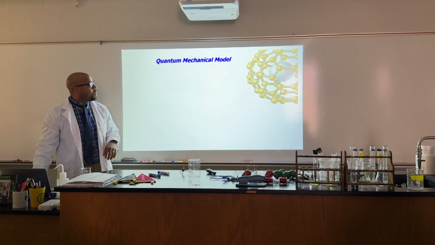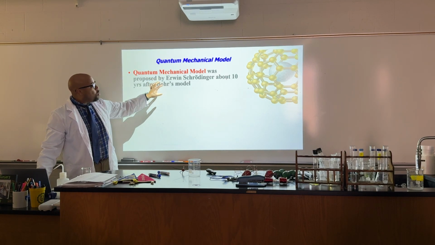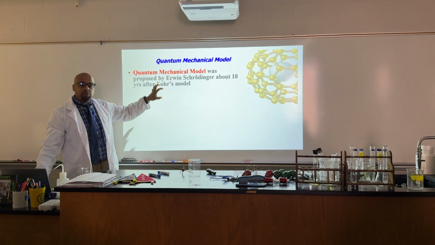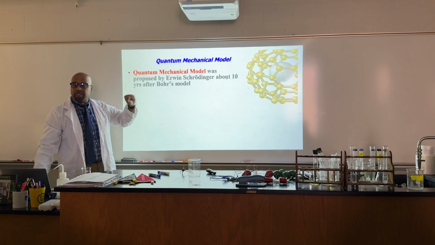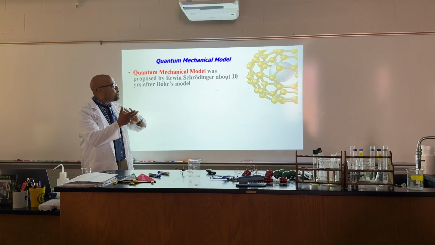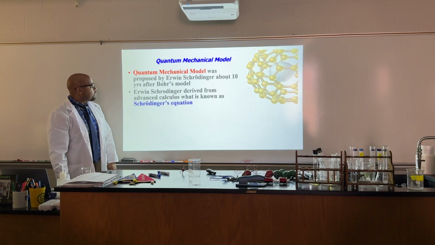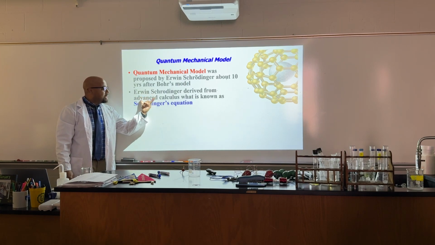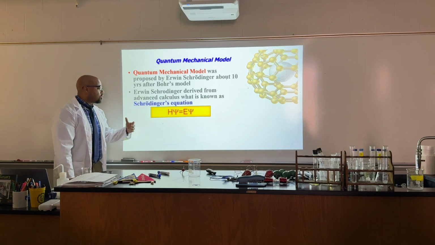And we're going to see that when it comes to what is known as a quantum mechanical model, a lot of things are going to carry over. There will be something that's going to be different that helps to explain why Niels Bohr's model actually fell apart. But what Schrödinger did is he came up with what is known as Schrödinger's equation, which looks like this thing right here.